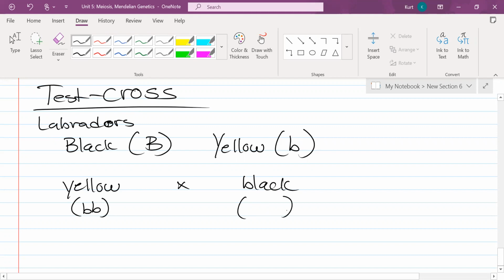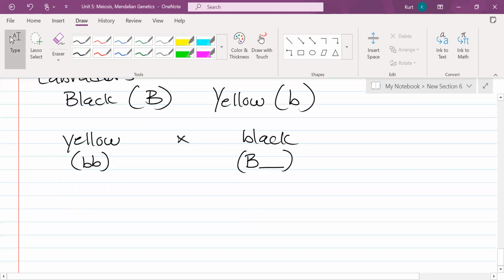How many? It has at least how many dominant alleles? It has at least one dominant. I don't know what the other one is. You follow so far? So what we need to do is cross the two of these to find out whether my black lab is dominant or heterozygous.